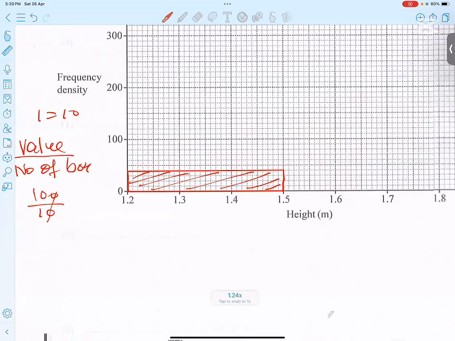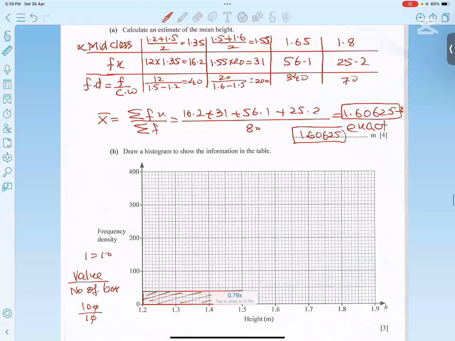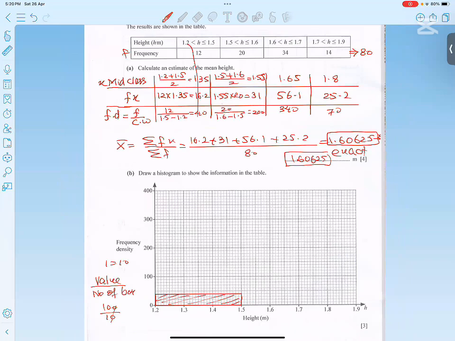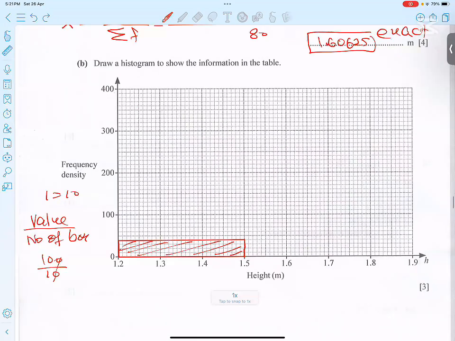Shading is not compulsory. If we do it, good. If we don't, no problem. So, let's start again. 1.2 starting, 1.5 ending, and height is 40. You can see from here. Next, 1.5 starting, 1.6 ending, and height is 200. 200 height is this. And the shading part is not compulsory, but we make it, good.